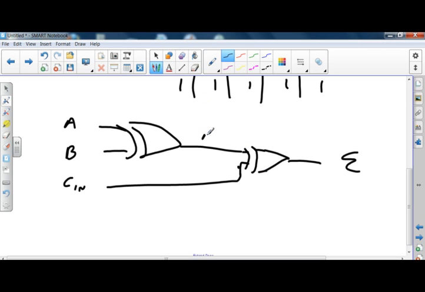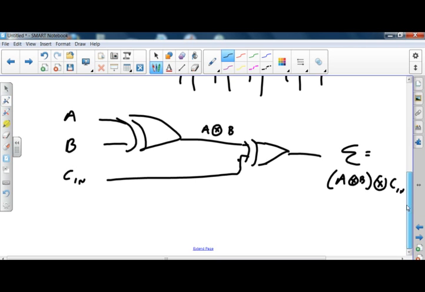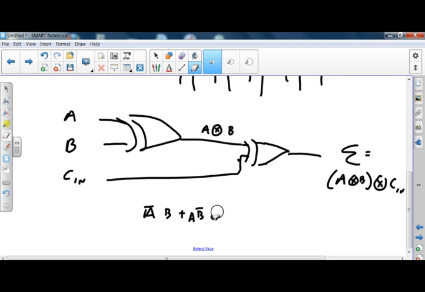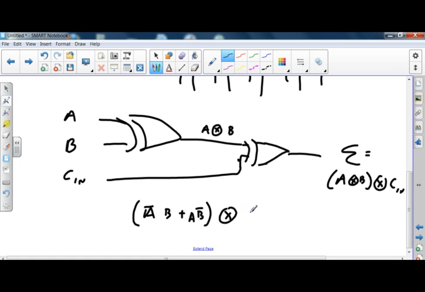All right, so this is A exclusive OR B, and then the summation is going to be A exclusive OR B exclusive OR C in. All right, so what do we got? We got A not B or B not A, exclusive OR with C in.